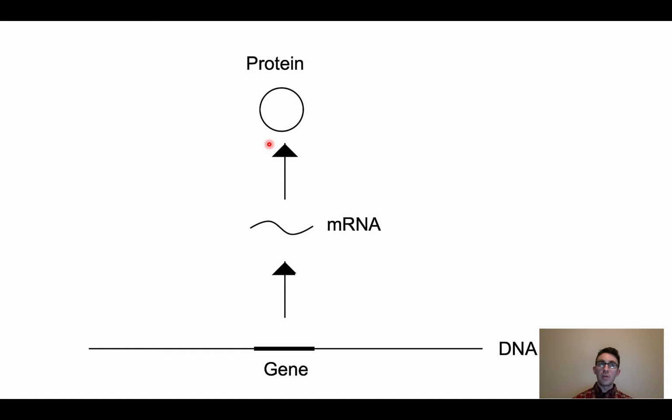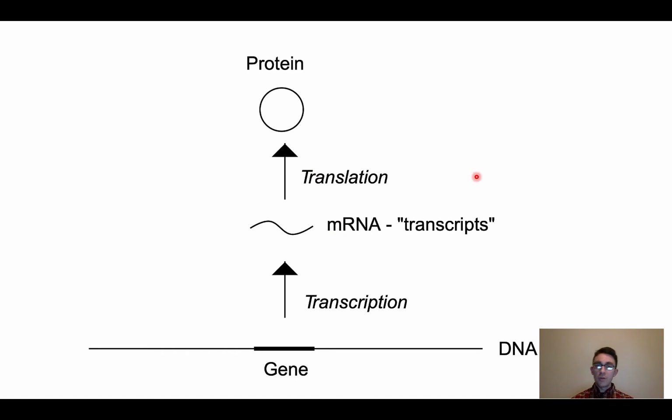For example, they could be involved in signaling or the actual structure of the cell or the cell's metabolism or a lot of other things. But the proteins basically do the work of the cell. So this first step is called transcription. This is the process where mRNA is transcribed from the gene in the DNA. And then the second part here is called translation. This is the part where the mRNA is translated into the protein.